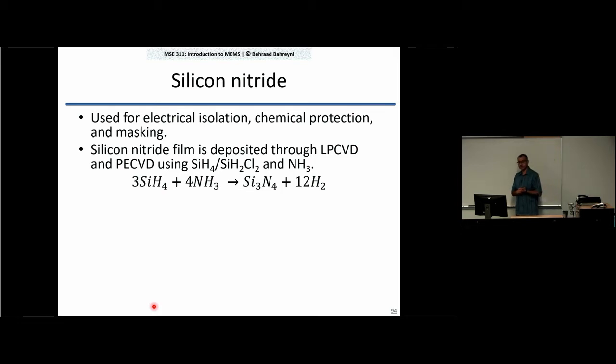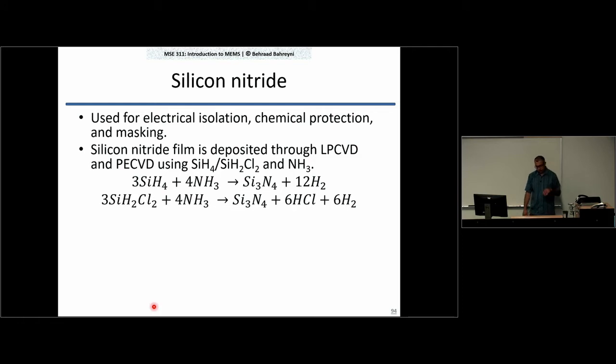combination of ammonia and silane, and if you do this right, silane and ammonia, none of them are nice gases, both of them are very dangerous, you will get a film of silicon nitride on the surface of your substrate. If you want a cleaner film, instead of silane, you can use dichlorosilane. So you have a bit of chlorine in your gas mixture.